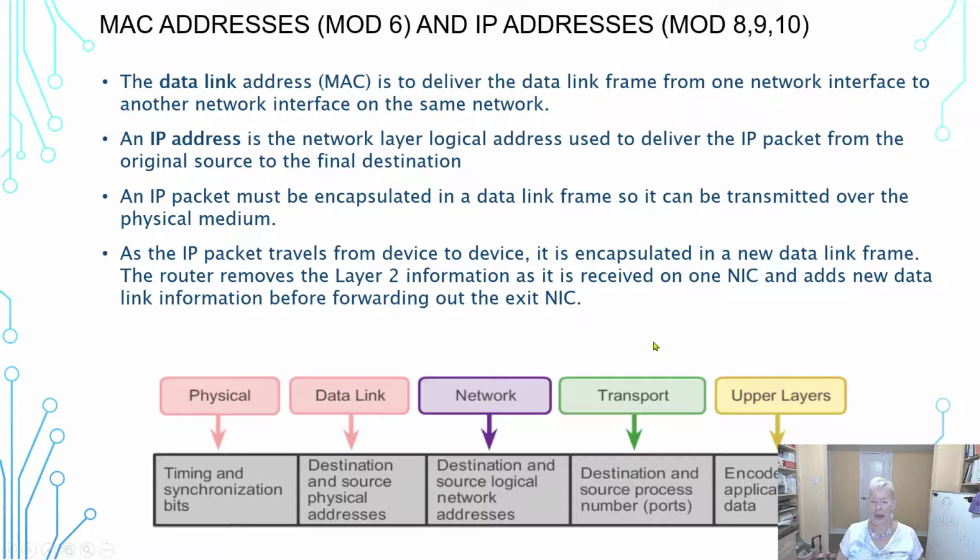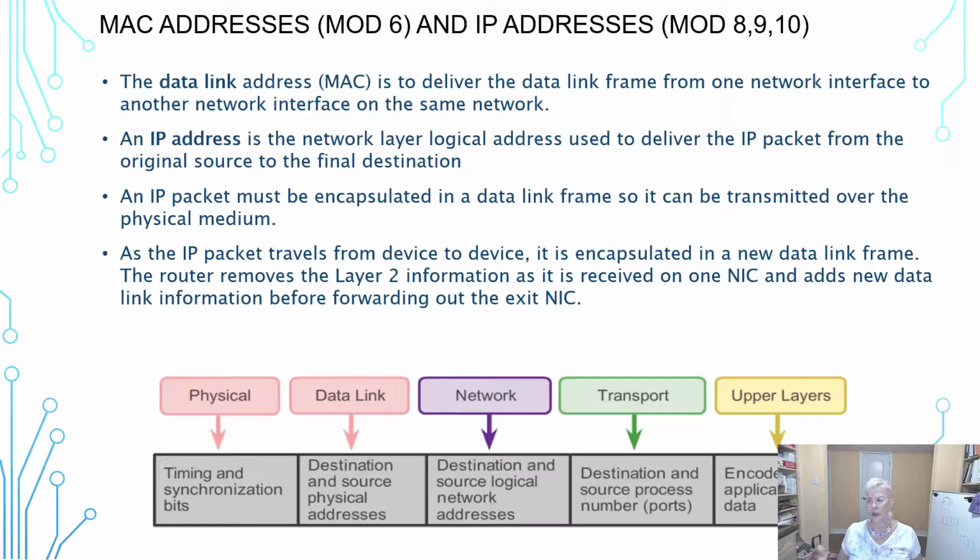Here are just some of the things that are happening along the way. At the physical layer, we're taking care of timing and synchronizing the bits. Remember, I can't overload my media with bits 111100001111. I have to have some sort of timing and synchronization. Data link, that's where it's picking up the source and destination MAC address. The network layer picks up the source and destination IP address. The transport layer picks up the source and destination port numbers. And then the upper layers are encoding all of the application data. Again, just a little breakdown of what's going on at each layer.